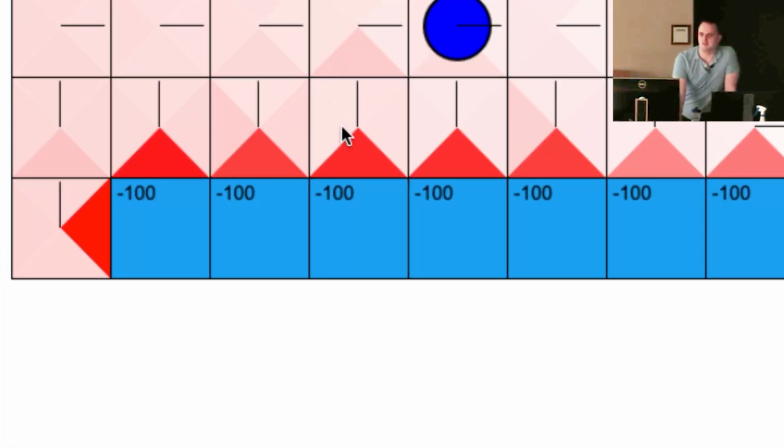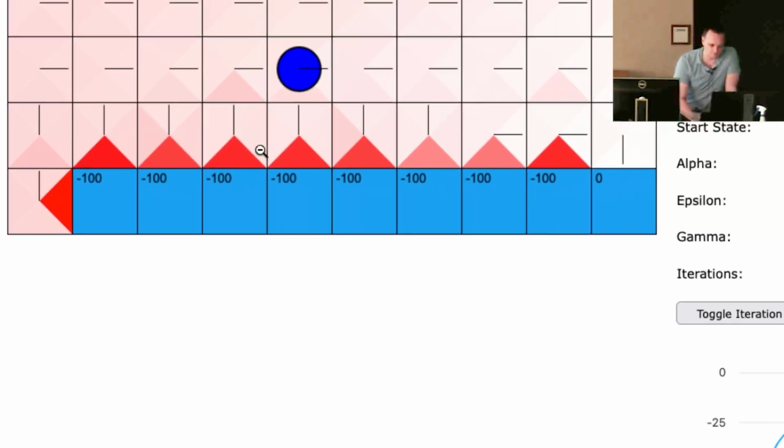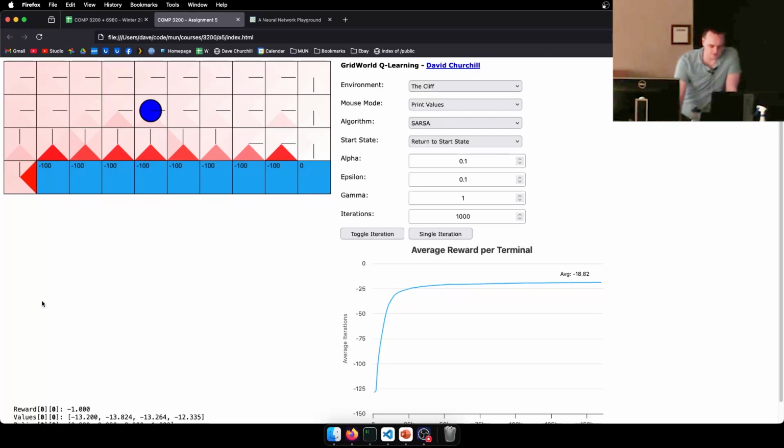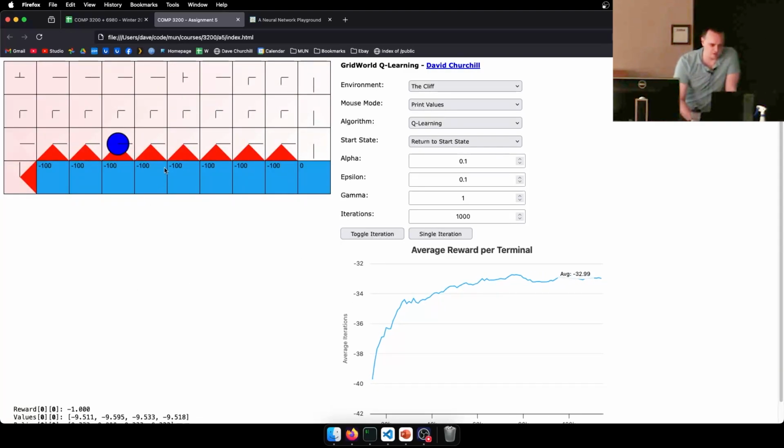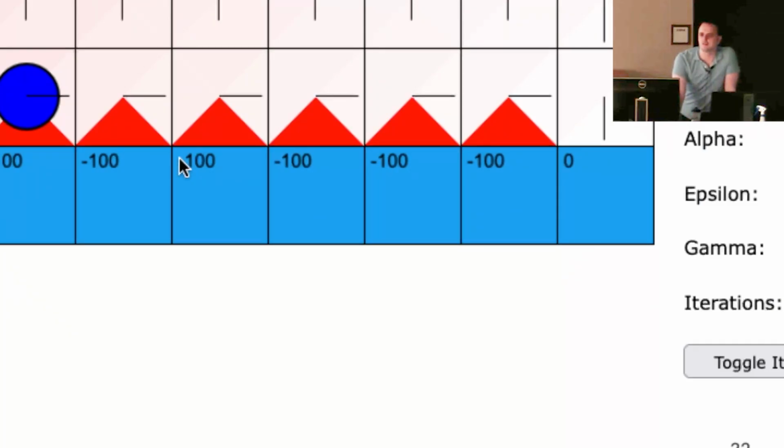SARSA will take a safer path. When SARSA is incorporating epsilon greedy into its value function, it is telling you to get away from this state. Go up, don't come near this state, because it's incorporating the value of possibly falling off the cliff into its learning. Whereas if over here I select Q-learning and do the same thing, Q-learning says, I don't care about that, just go straight across next to the cliff. So we're able to reproduce the figures in the book, which is always great.